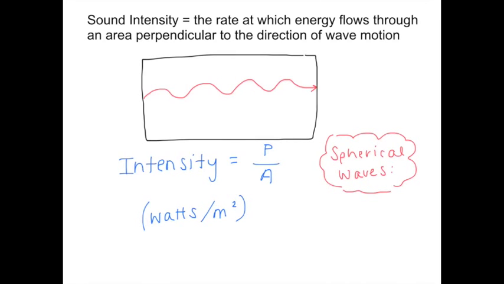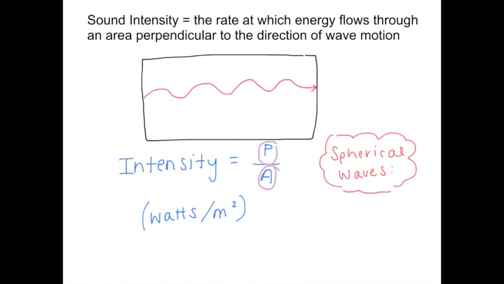Because intensity is a rate of energy transfer, that's power, which I have shown with this P, and then it's divided by area, because there's some area in this perpendicular plane through which the sound is moving. That's A. So if intensity is P over A, the units for that are watts per meter squared.